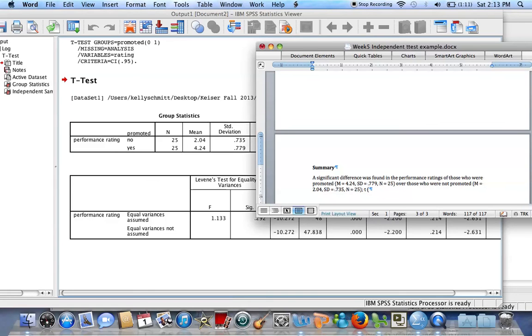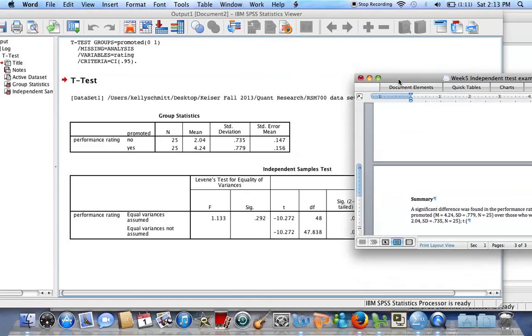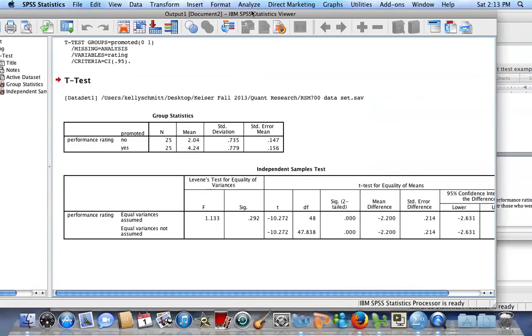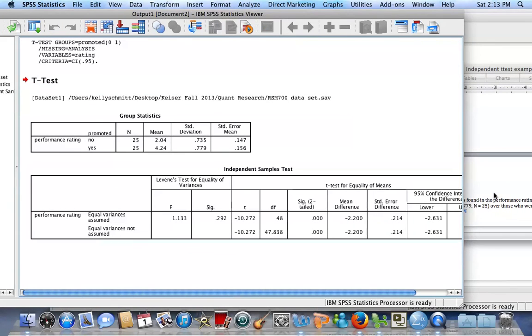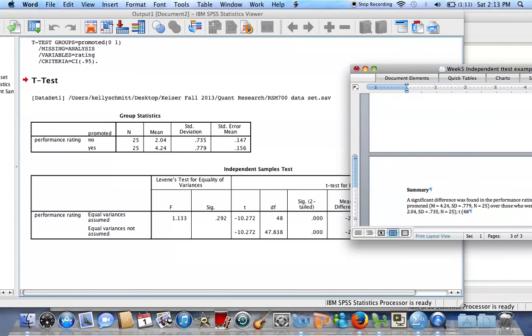And our t-value is, degrees of freedom is 48. And the t-value is negative 10.272, p less than 0.01. Again, 10.272. And when it's 0.000, our p-value is less than 0.001 because it can never be exactly 0.